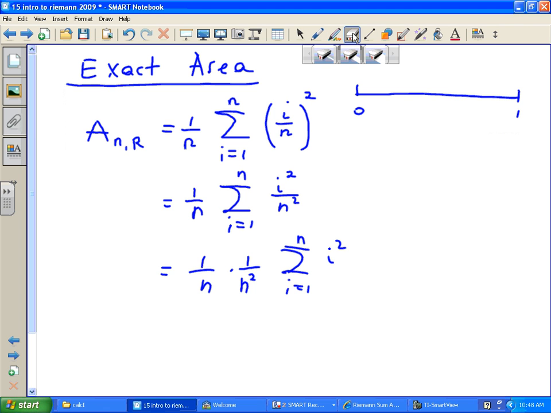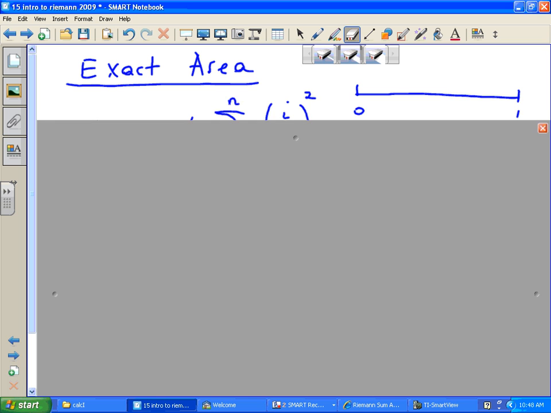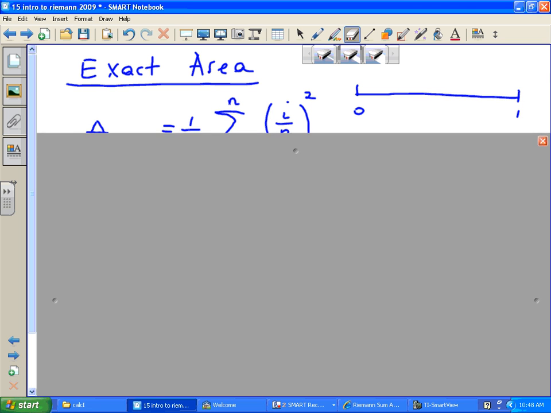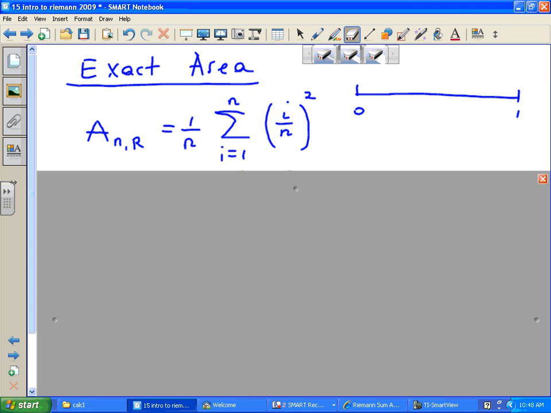Okay, let me cover this up. Go one step at a time. Okay, now we're going to try to find the exact area. To find the exact area, I'm only going to worry about the right-hand sums, just to make it less cumbersome. So I don't have 10, I don't have 100, I don't have 500, but right now I'm using n rectangles.